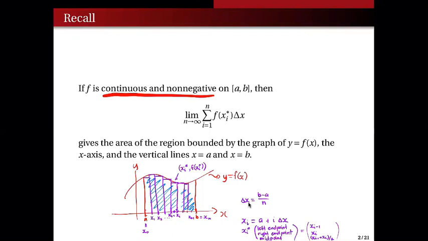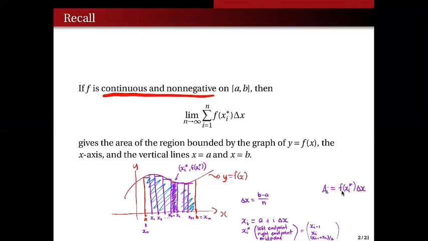Okay. And then, of course, for each of these subintervals, or for each of these rectangles, we will get the area. Okay? So for the ith rectangle, we have A sub i, which is equal to f of x sub i star times delta x. So the area of this rectangle is given by this formula.